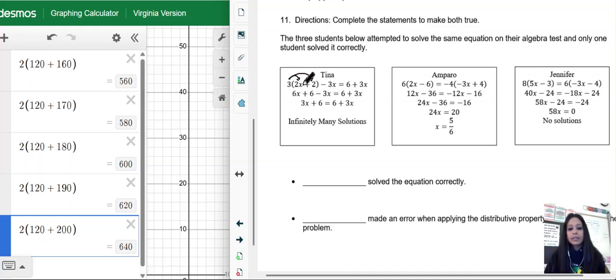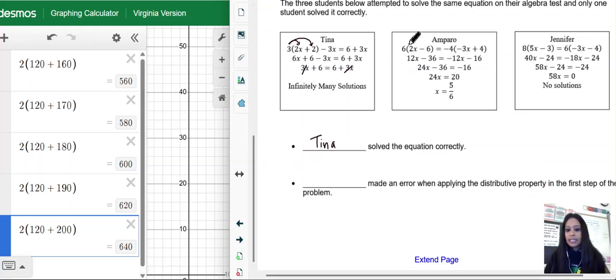So 3 times 2x is 6x. 3 times 2 is 6. That looks good so far. So subtract 3x, bring everything down. And the next step would be combining like terms. 6x minus 3x is 3x. Bring this down, and then that looks good. And yeah, if I notice that there's the same thing on both sides, even if I take this out, so 6 equals 6. So that's infinitely many solutions. So Tina, she solved it correctly. Good job, Tina.